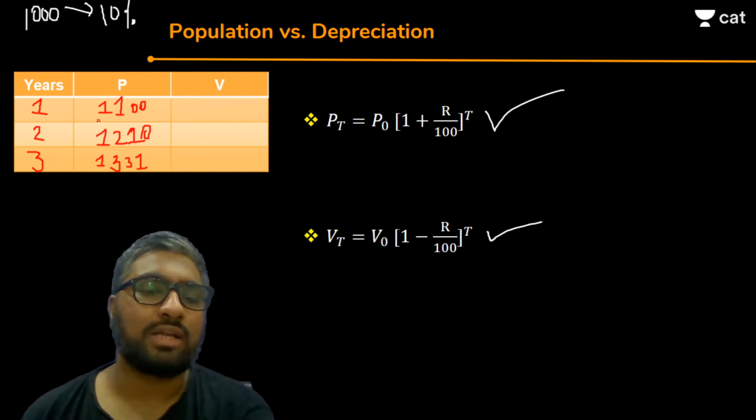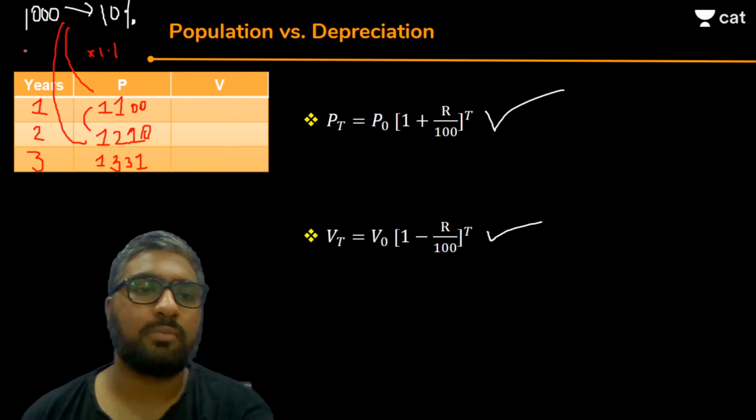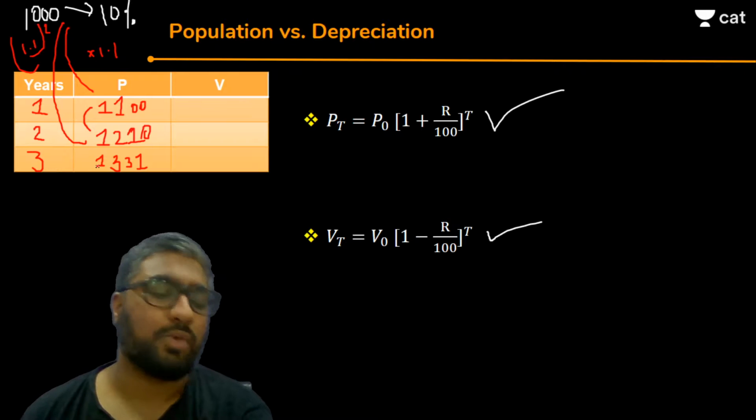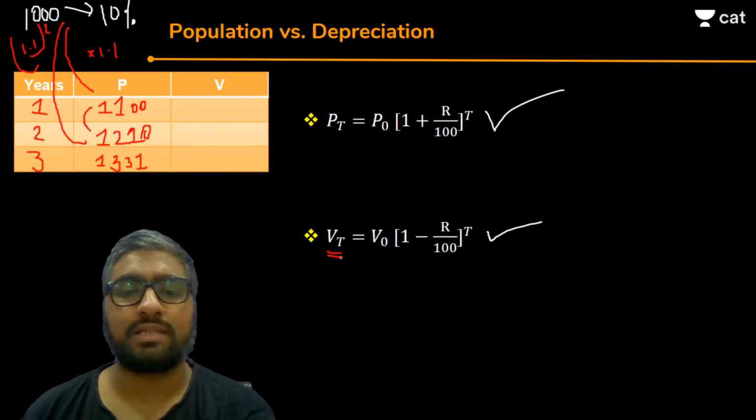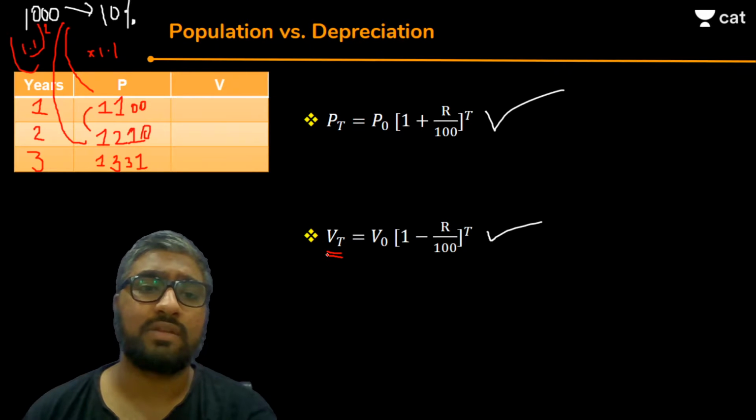So what is happening? From here it is into 1.1, from here it is into 1.1 square. From here this is 1.1 cube. The same thing applies for depreciation, that is, if the value is decreasing.